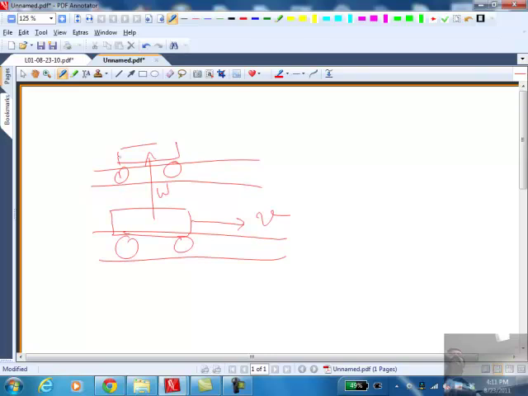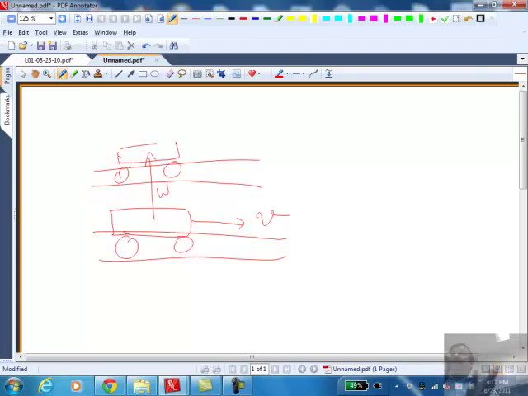It'll move in which direction? On the track. Very good. Why? Why do you think so? Because the water has the velocity in that direction. Exactly. Does everybody get that?